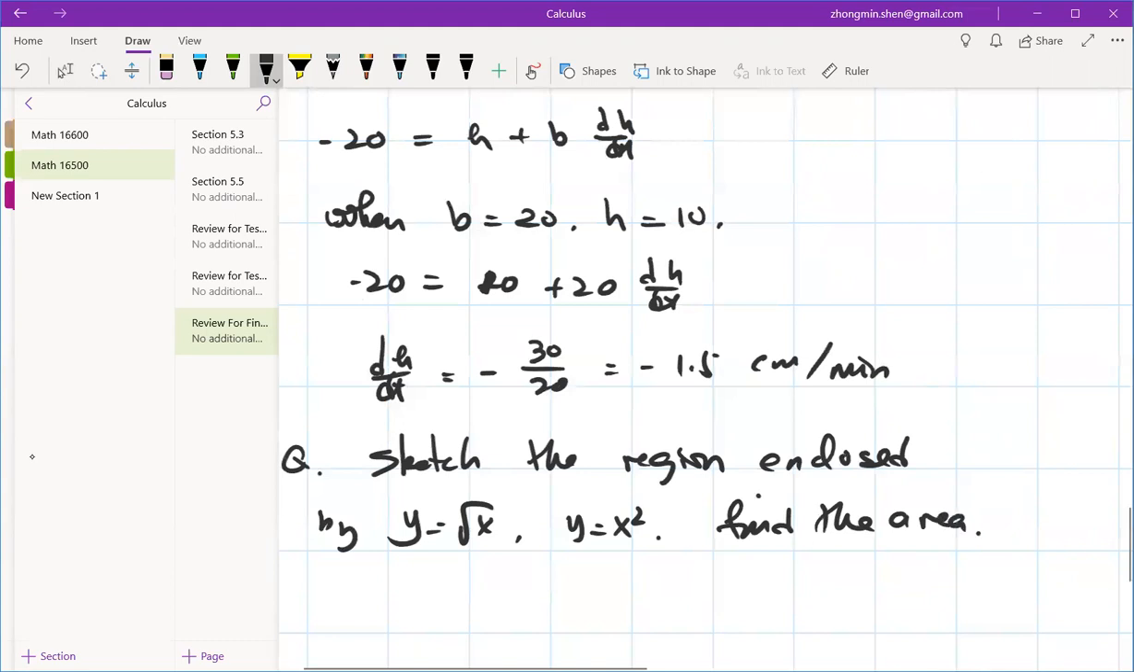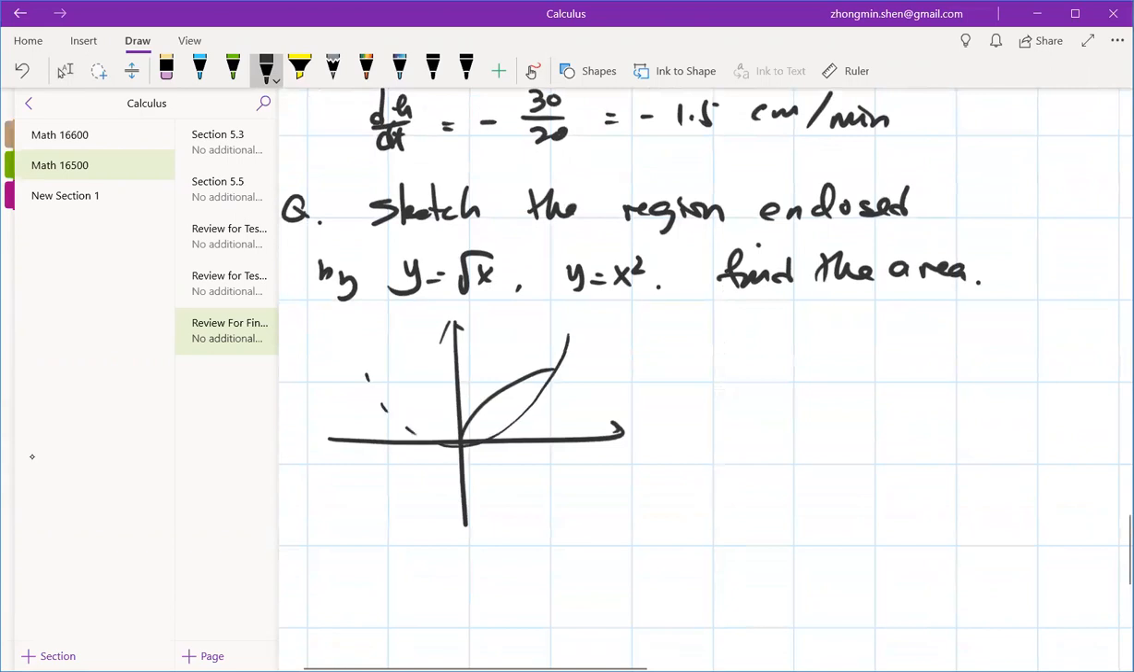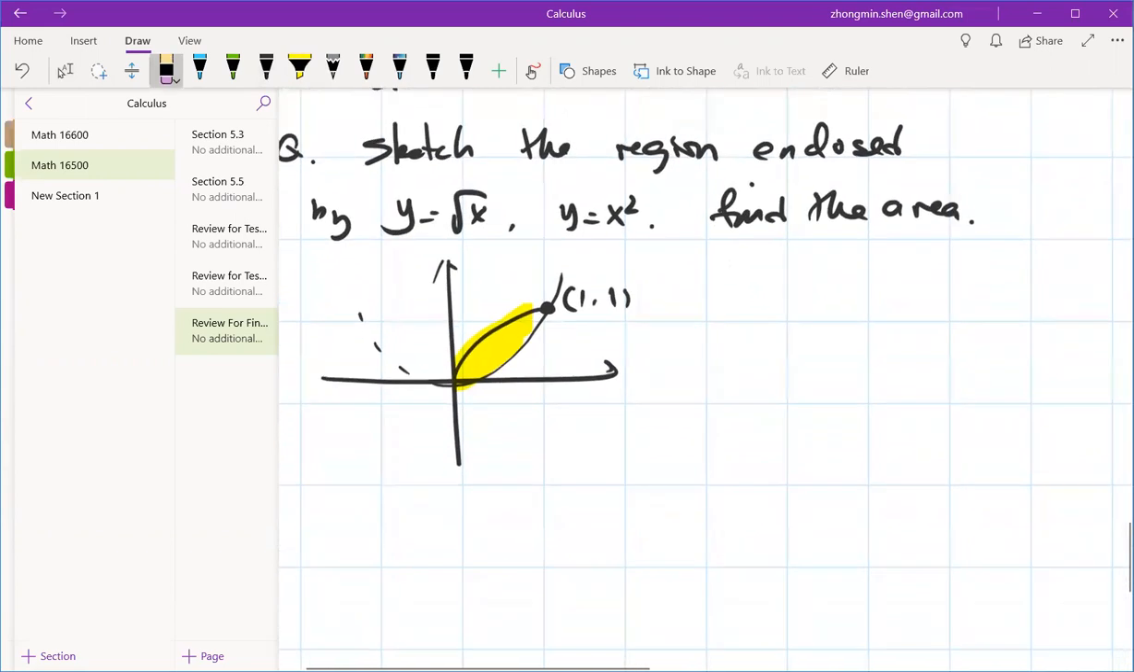Right. So we have to sketch the graph. Just sketch. You don't even have to make it precise. So y equals square root of x looks like that. y equals x squared. Okay, so there is an intersection here. And clearly the intersections are at (0, 0) and (1, 1). So this is the region. I have to find the area.